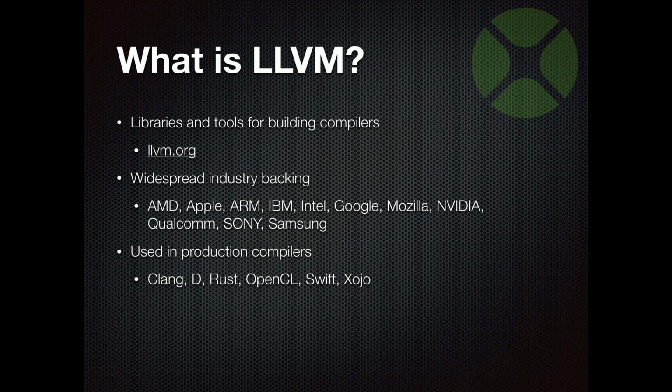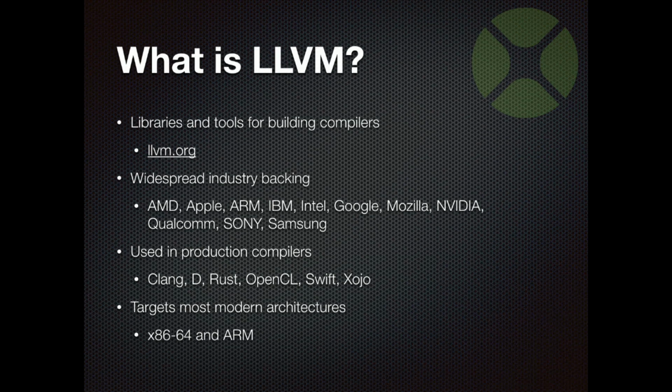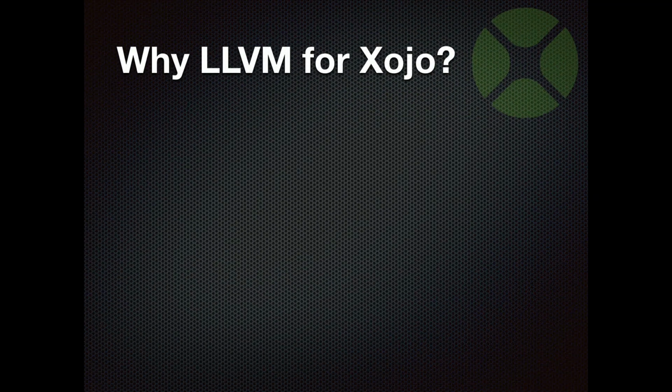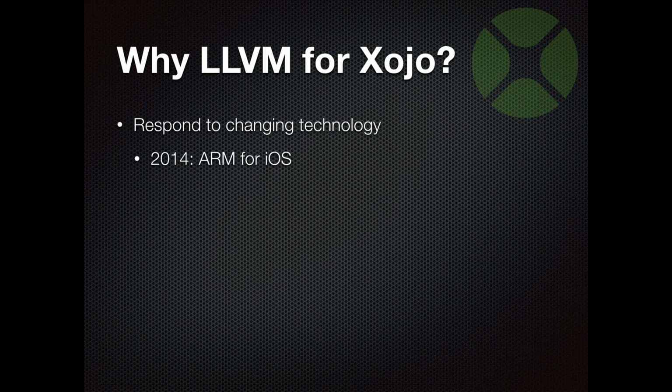So why are we using LLVM for Xojo? The first two compilers were just built by Xojo. So why are we using LLVM now? Well, it's so we can respond to changing technology. In 2014, we had ARM for iOS, and that switched over to be 64-bit only in 2017. Then in 2015, we were able to add 64-bit for x86, and then 32-bit ARM Linux for Raspberry Pi. Because LLVM's already building that stuff, we can just do the additional hookups to Xojo and add that capability.